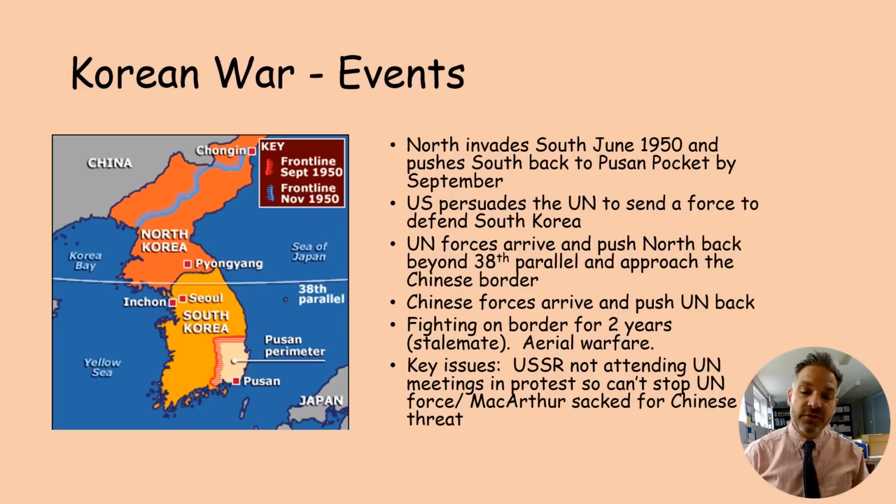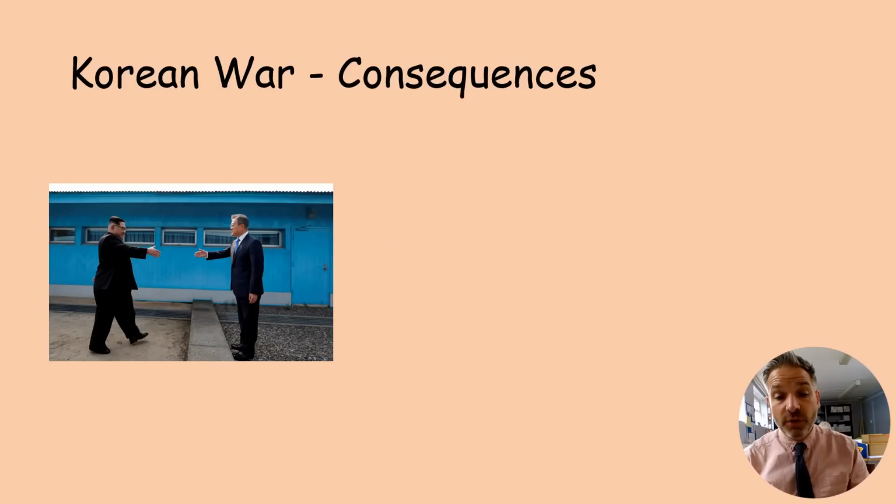So lots of it swings backwards and forwards, but it ultimately results in a stalemate and a ceasefire, although never a permanent peace deal, and it's still a very dangerous border, which is signed in 1953. Now, what are the consequences?